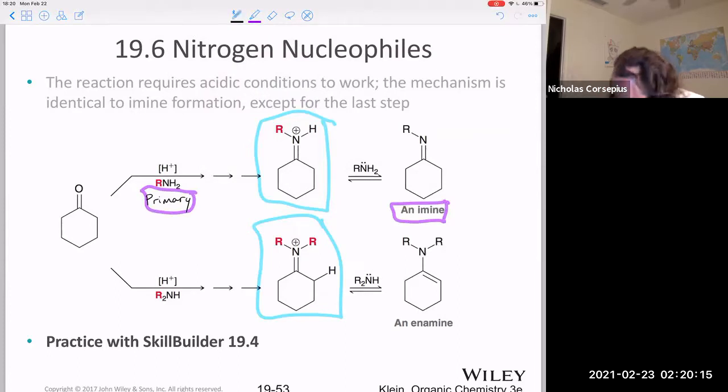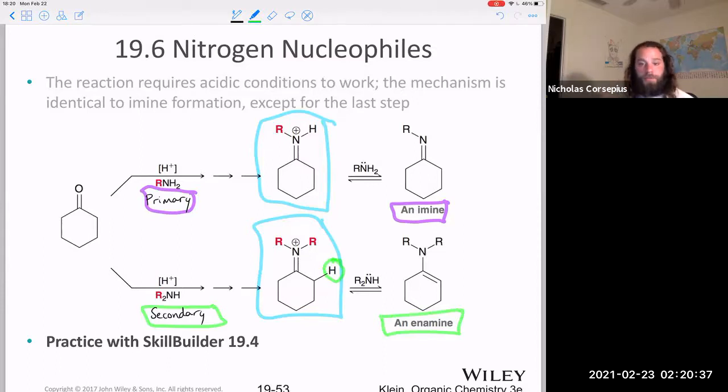In the case of the secondary amine, you can't just deprotonate the nitrogen. There's no more protons there. And instead, you're going to lose that hydrogen on the neighboring carbon and form the enamine. Okay, so primary, you get an imine. Secondary, you get an enamine. Mechanisms are really super similar, except for that very last step.